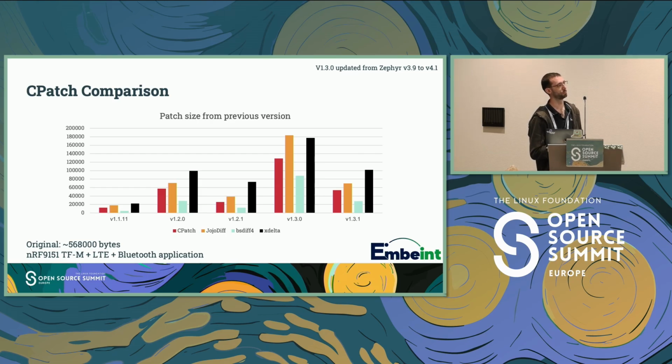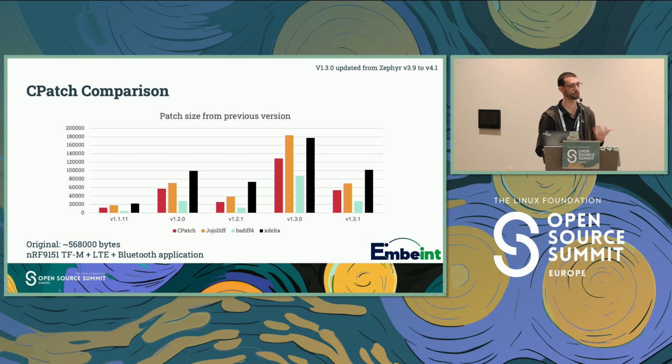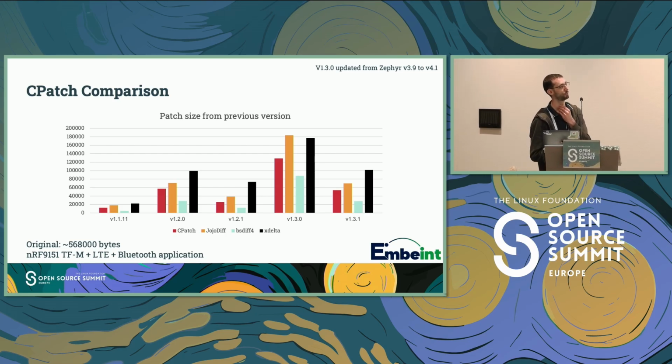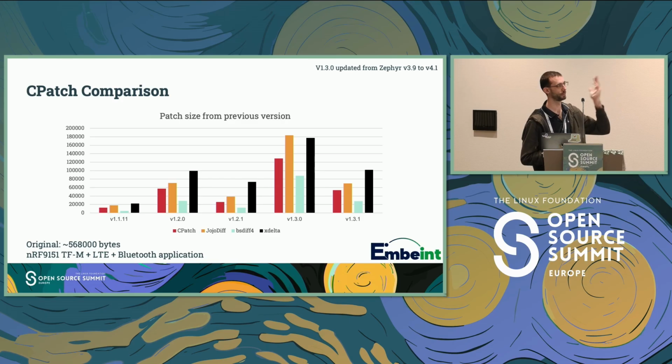So obviously the size of the patch file is going to depend on how much has changed between the different application releases. For example, we can see here that version 1.3 has quite a large diff, but that's because that version was jumping from Zephyr 3.9 to 4.1. So even with an update of the core operating system across 2 versions, the patch file is, what's that, 120 kilobytes compared to 570. So even with that huge jump, and I think there were other features in there as well, the entire patch file is still only 20% of the entire image that you're sending.